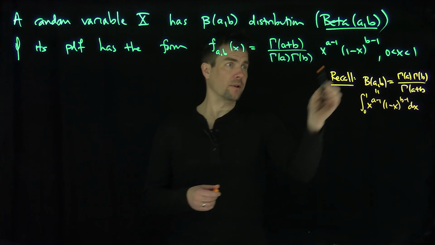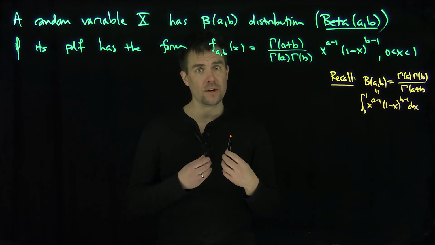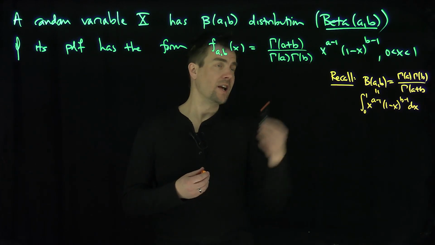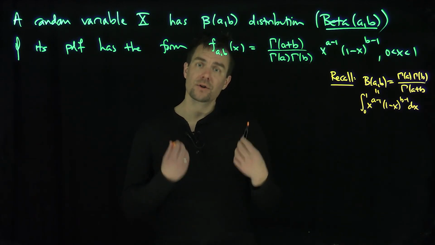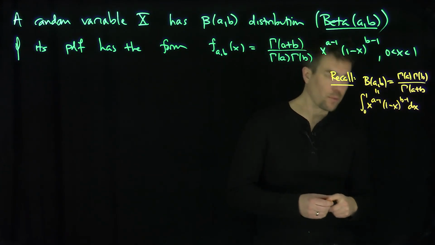So this coefficient out in front of these powers of x and 1 minus x is exactly the right normalizing factor that you need in order for this to be a probability density function. Clearly this function is non-negative, so the non-negativity assumption is automatically satisfied. Great, so that's what these beta random variables are.